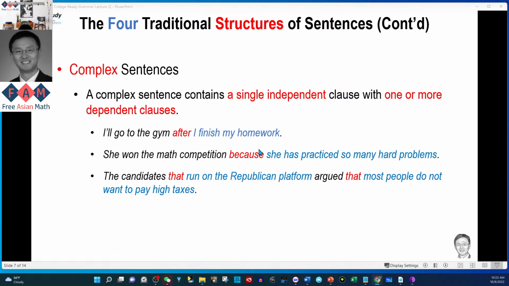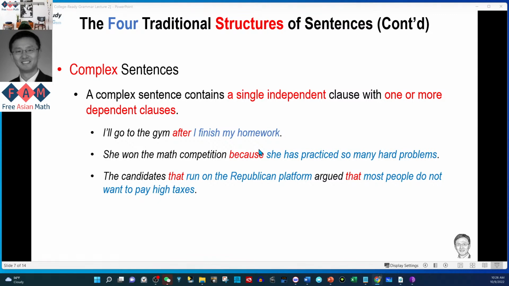Okay, the next example. "She won the math competition because she has practiced so many hard problems." Okay, here once again, the main focus of the sentence is the point that she won the math competition. That's the main idea. And we provide a reason for this main clause, "because she has practiced so many hard problems." So if you look at "she has practiced so many hard problems," that could be a complete sentence all by itself.